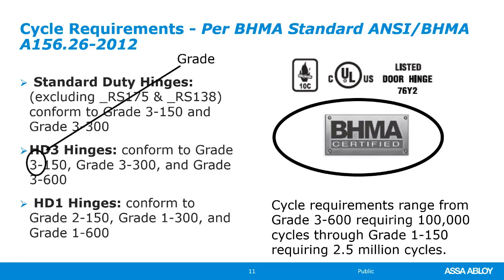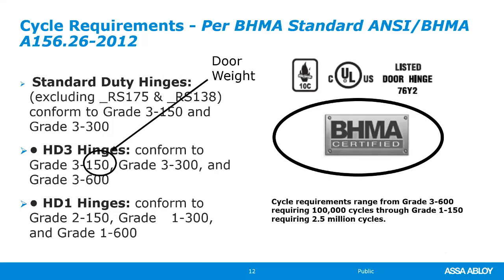The single number is the grade, followed by the door weight. So a 3-150 is a grade 3 hinge with a maximum weight of 150 pounds.